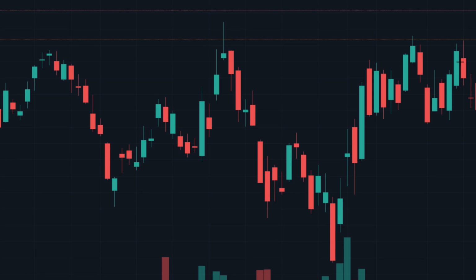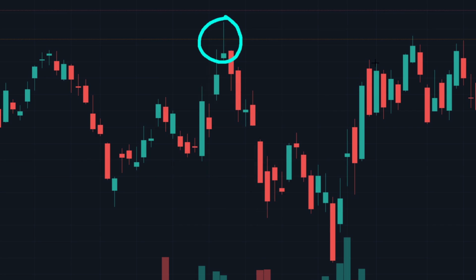Alright guys, in this video we're gonna take a look at the shooting star pattern, and this right here is an example of a shooting star. So we are gonna take a look at what a shooting star is and why it is important and useful in trading. So yeah guys, without further ado, let's jump right into the video.